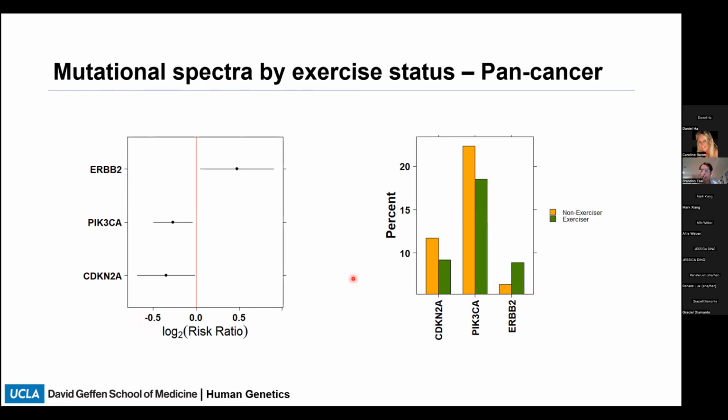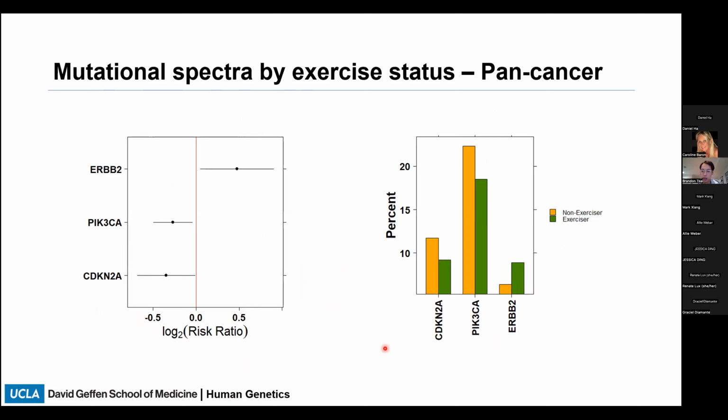So next, instead of looking at exercise dose, we also looked at exercise status. On the left, we calculated the risk ratios for exercisers versus non-exercisers. So the genes with risk ratios on the right of 0 means that the exercisers have a higher risk of mutations in that gene.